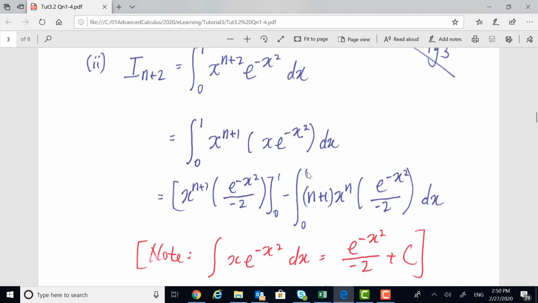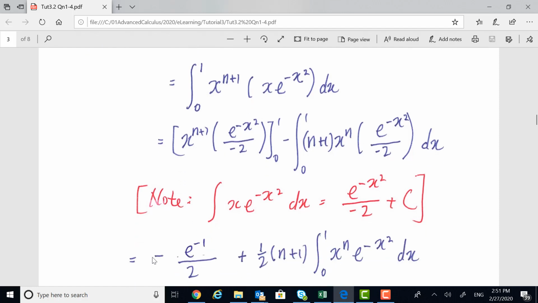Minus the integral from 0 to 1, I differentiate this expression, I get this, and now integrate this, I'll get this. And then now you have to apply the limits to this first part here. You put x as 1 followed by x as 0, you get minus e to the minus 1 over 2. Right, because inputting x as 1, this gives you 1 to the power of n plus 1, which is just 1. This gives you e to the power minus 1, and this is minus 2. When putting 0, it comes up to nothing.